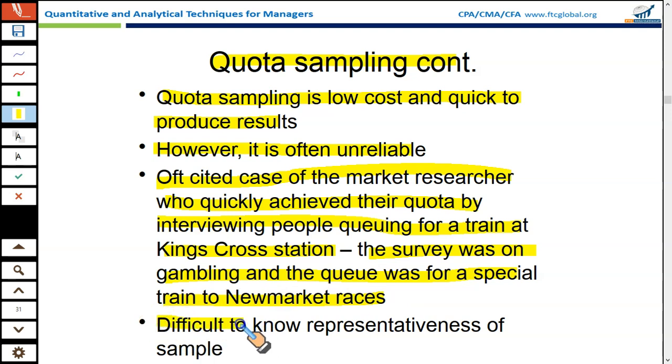Difficult to know the representativeness of the sample. This is also an issue because it is hard to know how well a quota sample represents the entire population. So this uncertainty can make it difficult to generalize the result to a broader group.